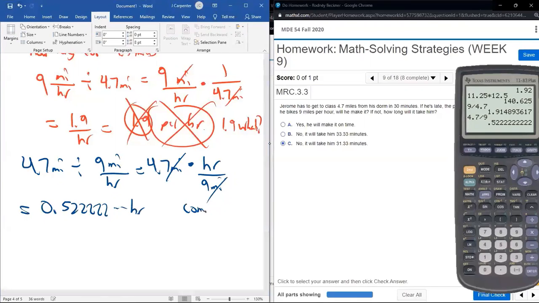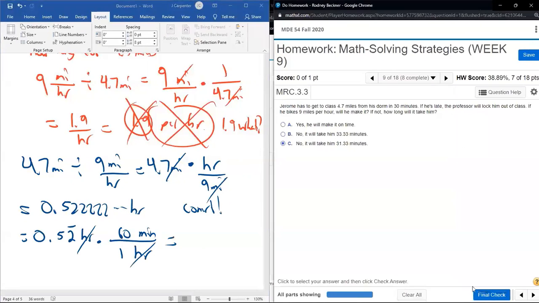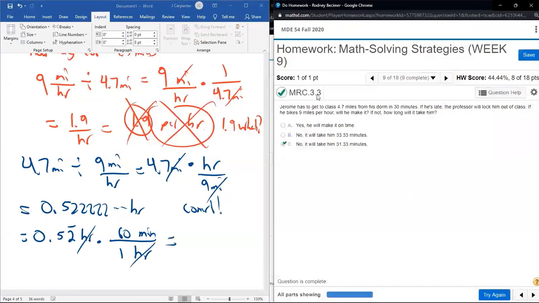So now we got to convert to minutes. So we take this, and I'm leaving all of those up there in my calculator. 0.52 bar, that was hours, times, converting hours to minutes, out with the old, so hours in the bottom, minutes in the top. 1 hour to 60 minutes. The hours will cancel. So we're just multiplying that 0.522222 times 60. And we get 31.33333333. So it's going to take him 31 1/3 minutes. We got it right.